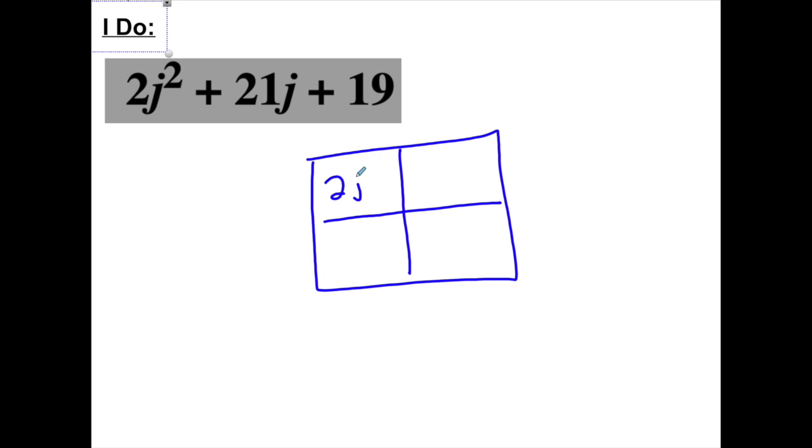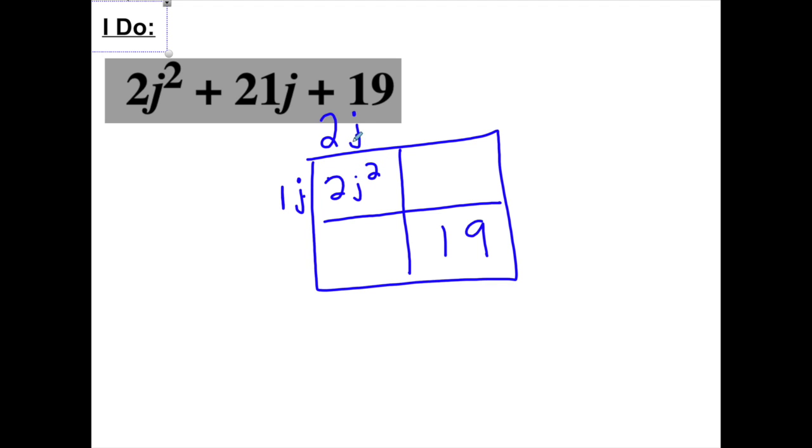Okay, the j squared term always goes in the top left. The 19 always goes in the bottom right. Right? The quadratic thing, the thing with the squared, and the number always go in the same place. Okay? So how could I get j squared? Well, first of all, to get j squared, I would have to have j and j, right? We agree that j times j is j squared. To get the 2, one of the numbers in front has to be a 2, and the other has to be a 1, right? 2 times 1 is 2. J times j is j squared.